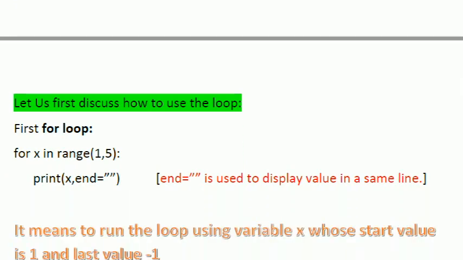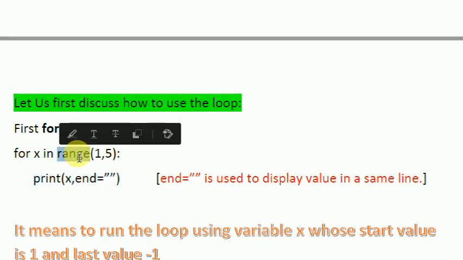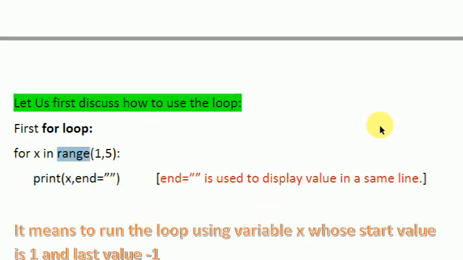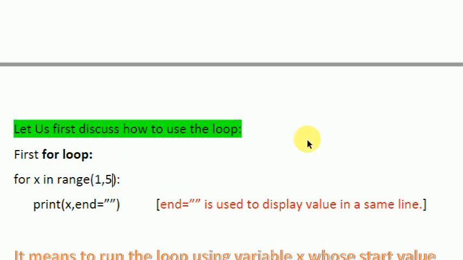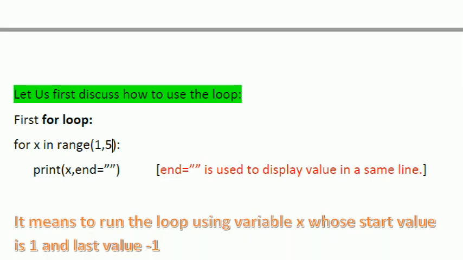If you see, there is one program already written, and I'm writing it down: for x in range 1 to 5, print x, end equals to double quotes. You know the meaning of range and why we are using it. The starting number is 1 and the last number is 5. One more thing you need to know: when the loop executes, x will store the numbers inside the range 1 to 5.